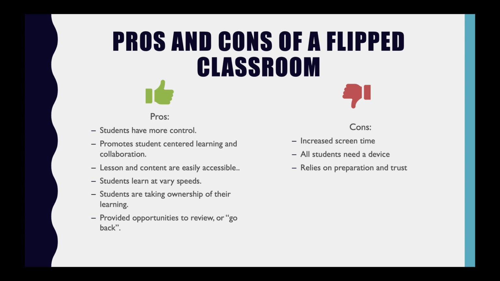Also, students are given the freedom to learn at their own pace, since students do learn at different speeds. Students are also taking ownership over their own learning, and students may pause or rewind the lectures, write down questions they may have, and discuss them with the teacher or peers when in class. There are also some cons to the flipped classroom model. Those are increased screen time. All students do need a device or computer in order to view the lectures, which may be a problem if students do not have access. It also relies on preparation and trust. We as teachers must trust the students to watch the lectures at home before coming to class.